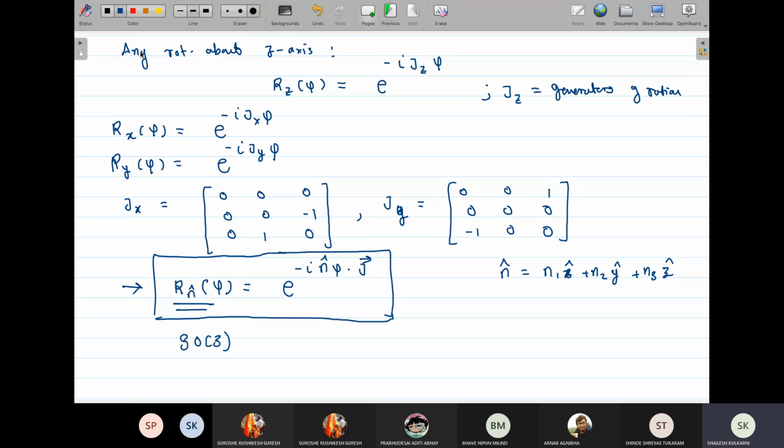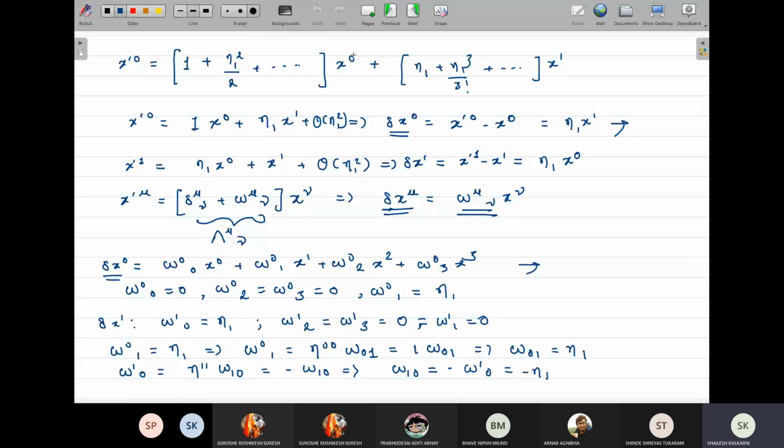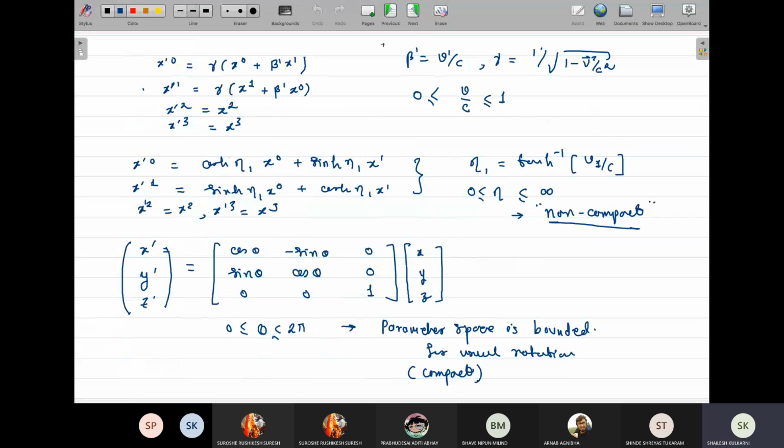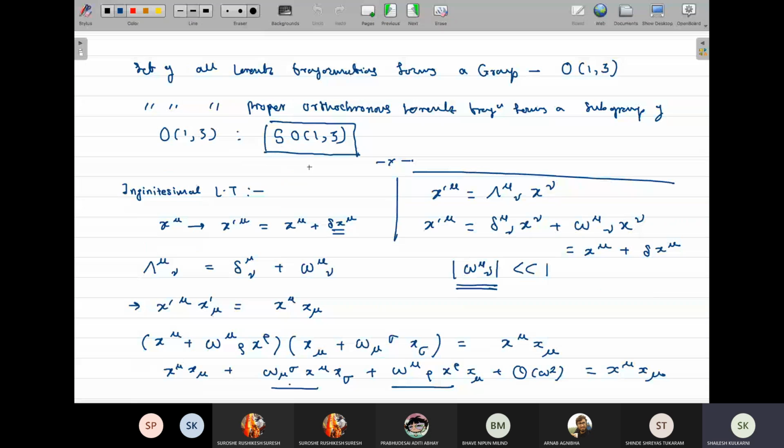So what I will do first, I will consider the infinitesimal Lorentz transformation where this omega is small. This we have seen can be written as identity minus some part. So this will be identity plus omega mu nu.